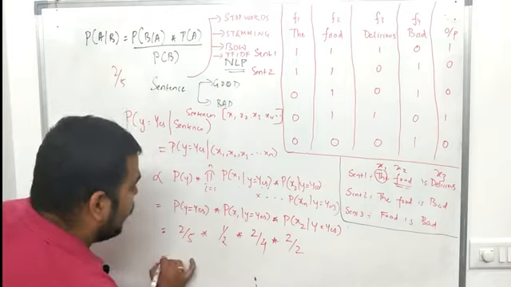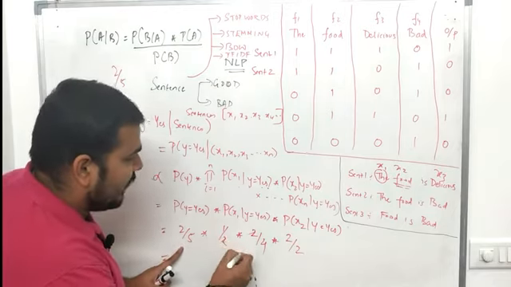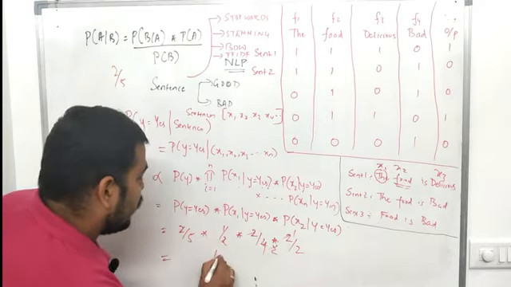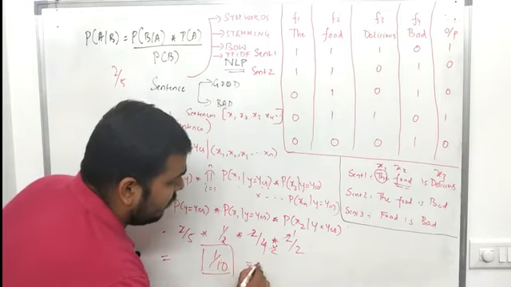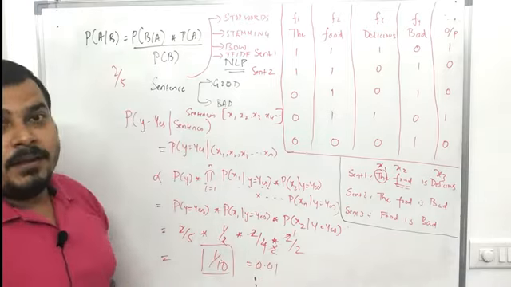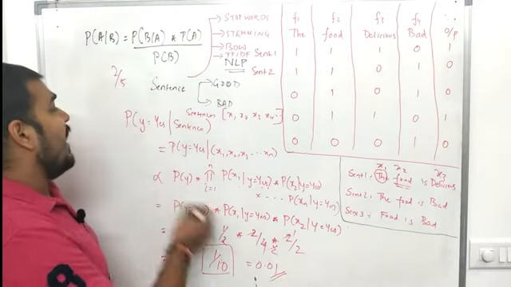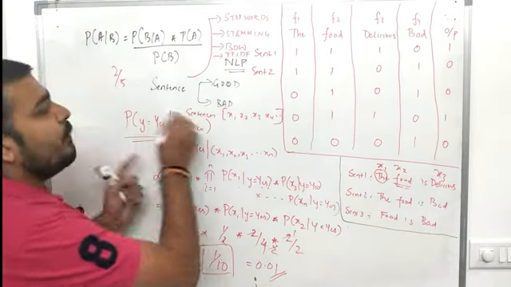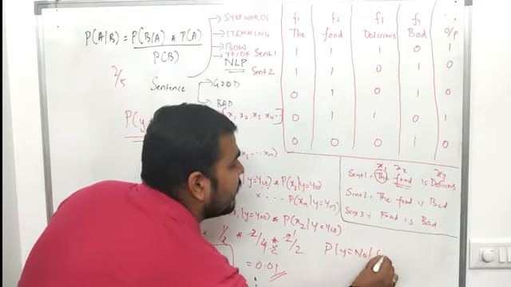Now when I go and compute this, suppose this is like 2 by 5. You can see this 2 and this 2 will go, and this 2 and 2 will go. So the total value is nothing but 1 by 10. Now 1 by 10 is nothing but 0.01, right? Suppose this is the value with respect to probability of y equal to yes. Similarly, we have to compute probability of y equal to no given my sentence.